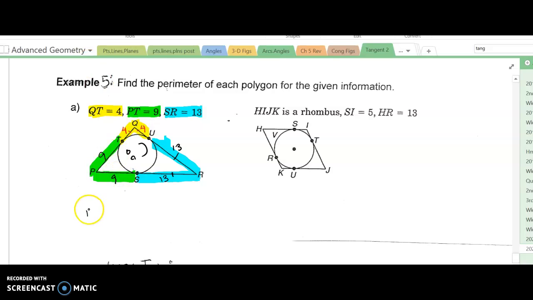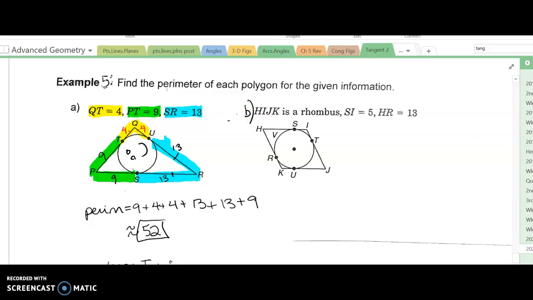So now we can find the perimeter of the whole triangle. So you're going to say 9 plus 4 plus 4 plus 13, I'm just going clockwise around, plus 13 plus 9 comes out to be 52. Okay, so let's look at another one. Let's look at part B.